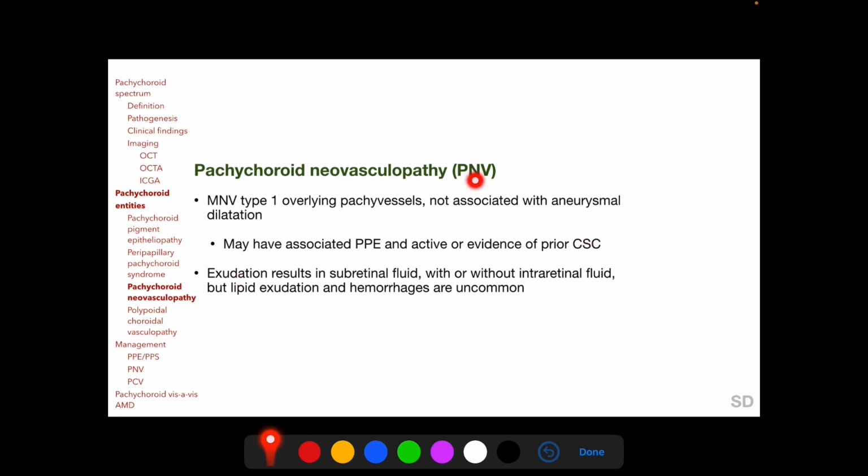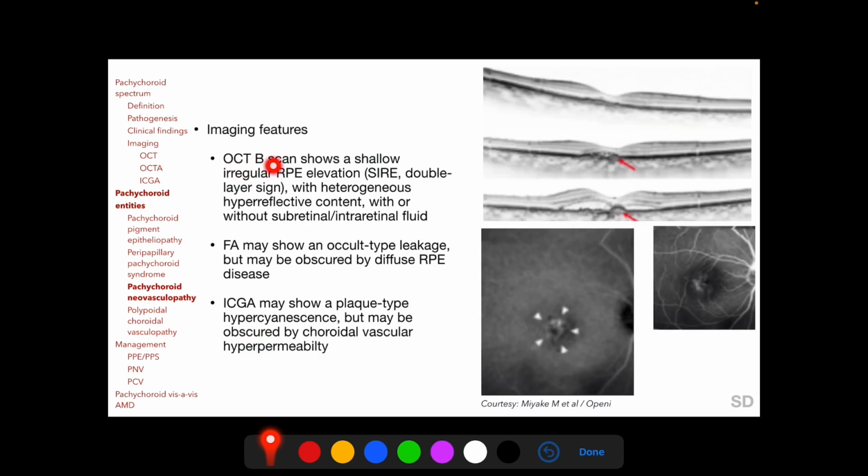Exudation from pachychoroid neovasculopathy results in subretinal fluid with or without intraretinal fluid, but lipid exudation and hemorrhages are uncommon with pachychoroid neovasculopathy. An OCT B-scan of pachychoroid neovasculopathy shows a shallow irregular RPE elevation, also known as SIRE or double layer sign, with heterogeneous hyperreflective content with or without subretinal or intraretinal fluid, as we see here in this photograph. So this photograph shows serial OCTs of the same eye in a patient with pachychoroid, showing development of pachychoroid neovasculopathy longitudinally over time.